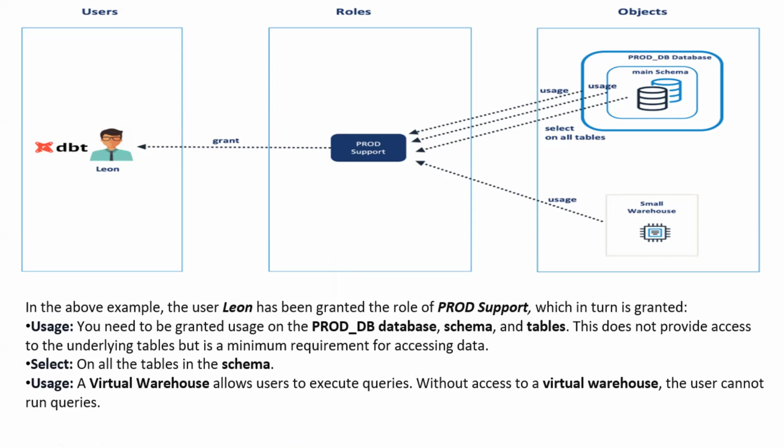So that is how you need to decide. So this product support is a custom role here again. Another role gives usage access on the database and both schemas and even the warehouse also.